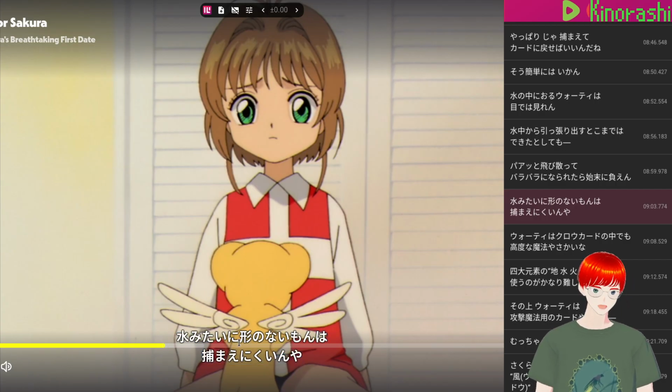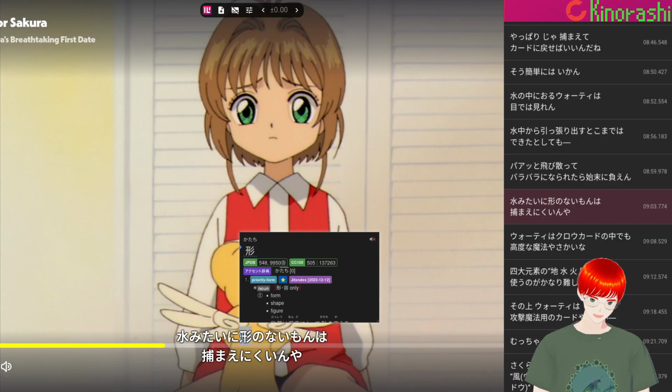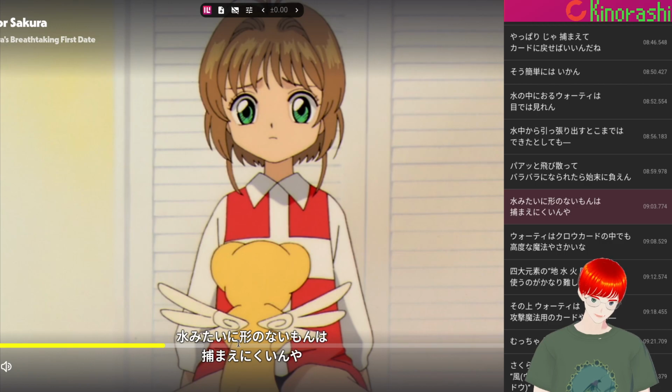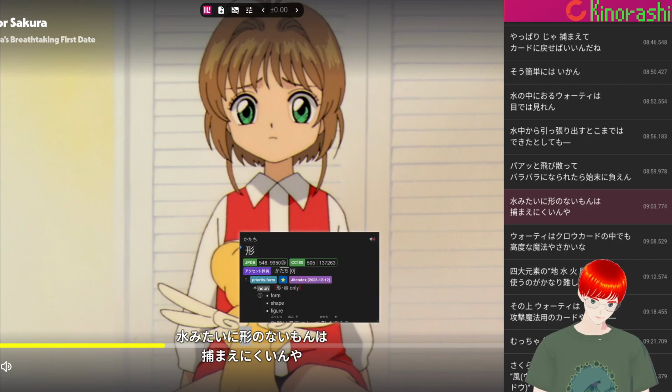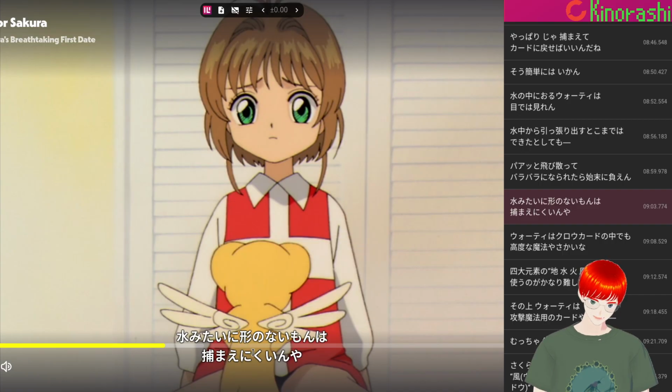Okay, so mizu mitai ni katachi. Okay. Mizu mitai ni katachi no nai mon wa tsukamae nikuinya, or something with no form like water, it would be difficult to catch.